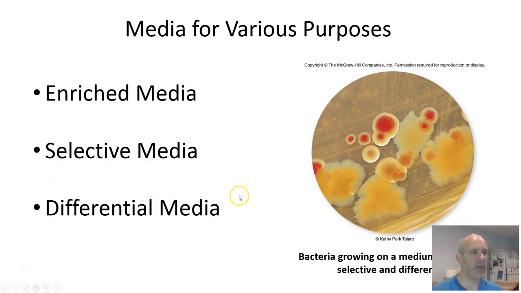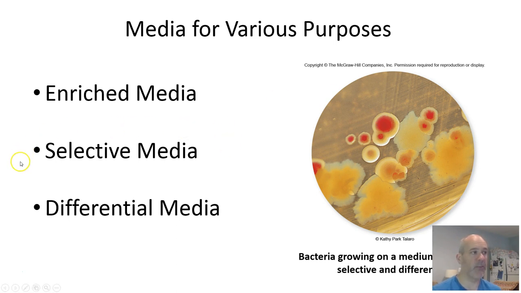A differential medium has substances in it that cause some microorganisms to develop a color, usually. So like you see over here, this is a picture of bacteria. You've got different bacterial colonies on here, some big, some small, different shapes and so forth. And notice some of them are yellow and some take on a reddish tint. So there is a substance in that culture medium which is causing some colonies to take on a red color. And that tells you something about the microorganism and its lifestyle, its properties, that can ultimately help you with identification. So that's called a differential type of medium.